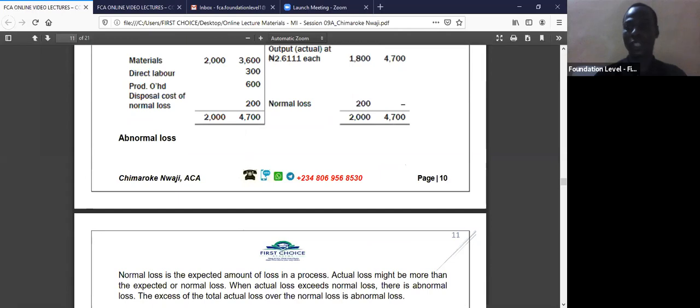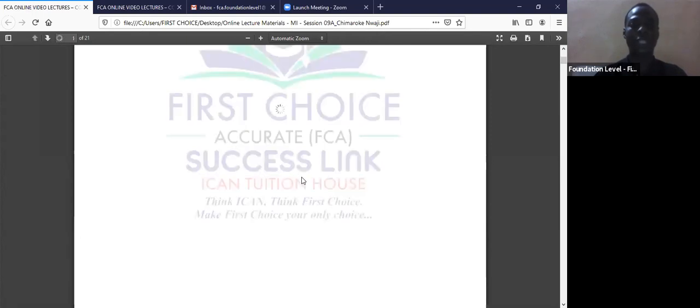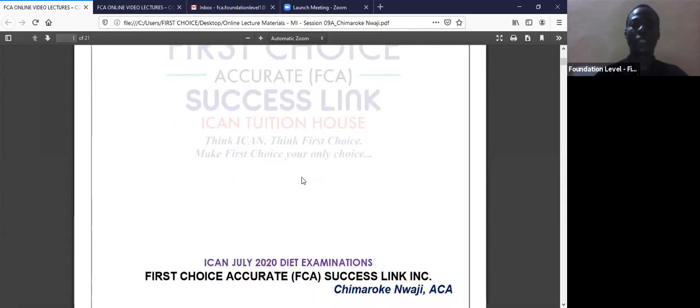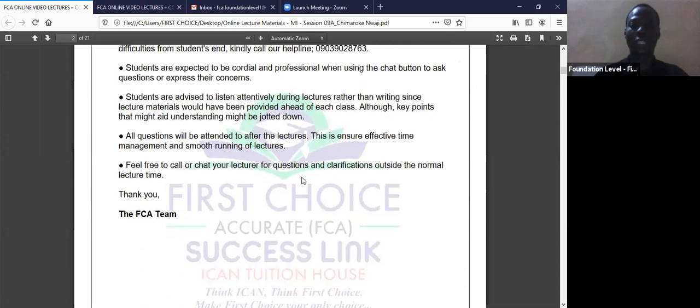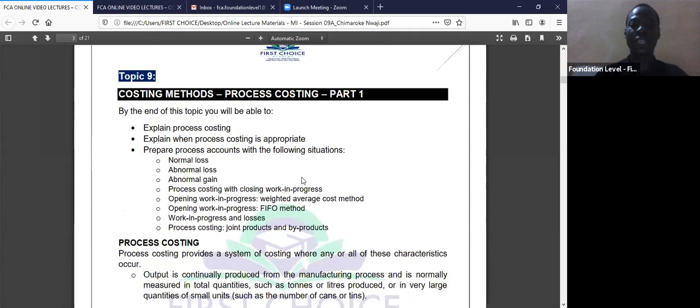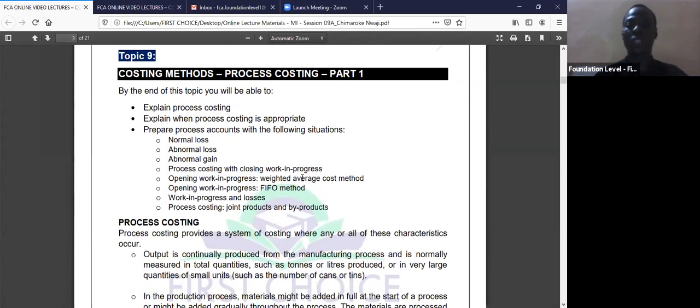Okay, so let me share my note now. All right, so here we have it. Let me start from the beginning here. In process costing, we explained that I used the example of a baton when you are running a race. I used the example of people who are running a relay to explain process costing.